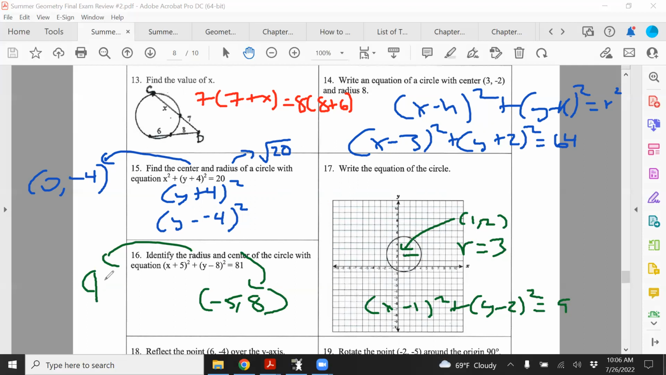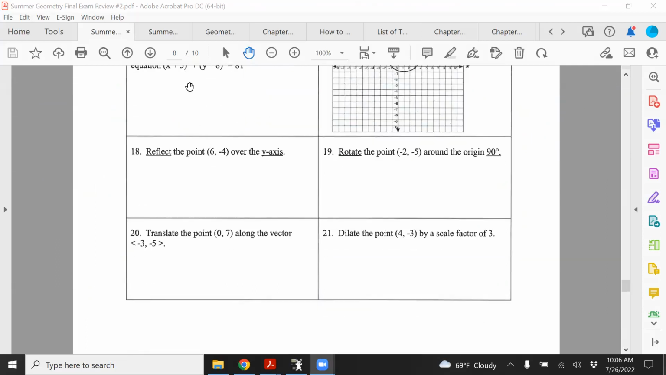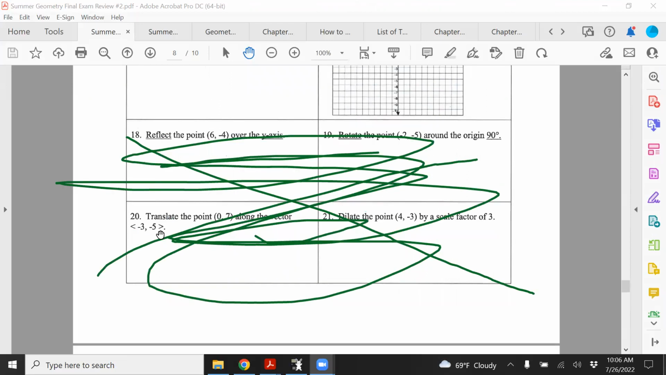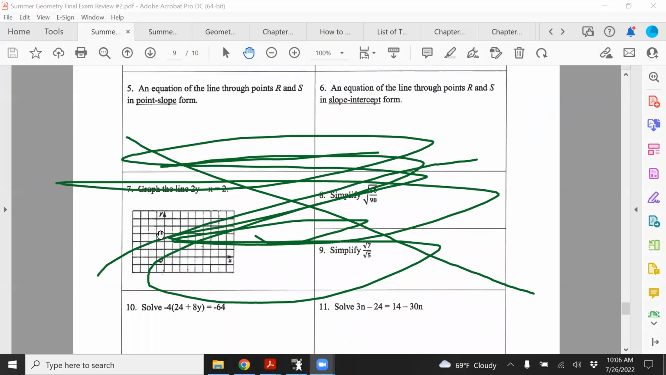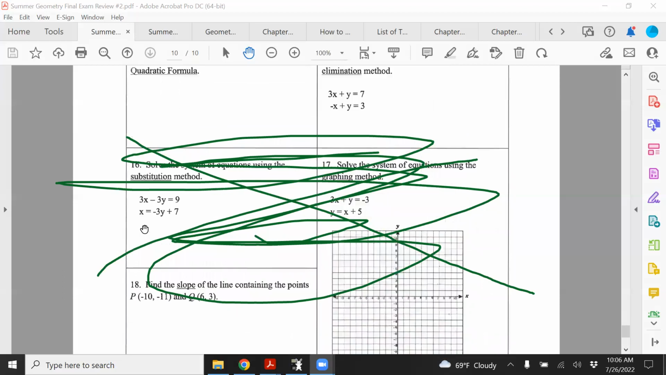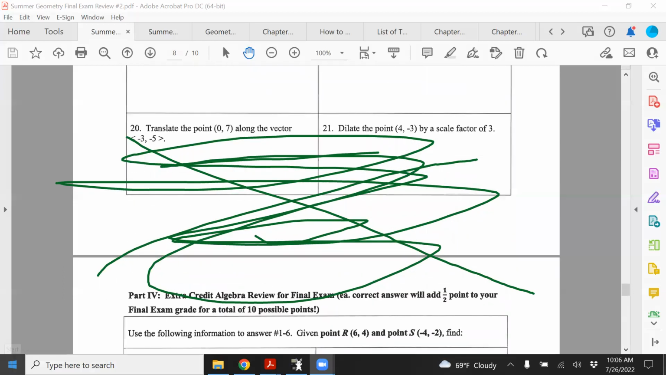Okay. Don't worry about these here. We never did that. And don't worry about this extra credit stuff. We're not working with that stuff either. So you can ignore all that stuff there too. But yeah, so that covers equations of circles.